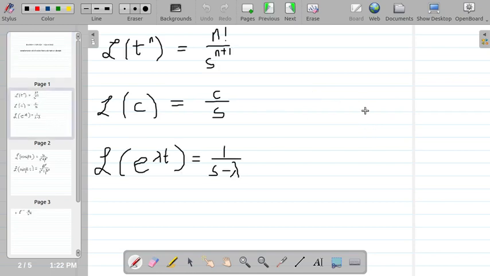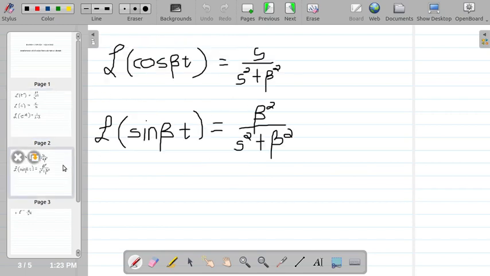A quick review of our previous discussion. The Laplace transform of t raised to the power of n is equal to n factorial over s raised to the power of n plus 1. The Laplace transform of any constant is the constant itself over s. The Laplace transform of e raised to the power of gamma t is 1 over s minus gamma, where gamma is just any constant.